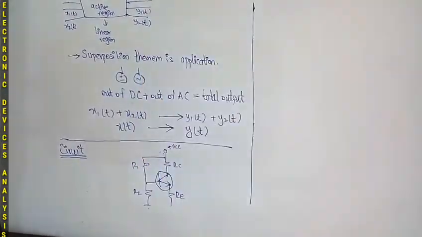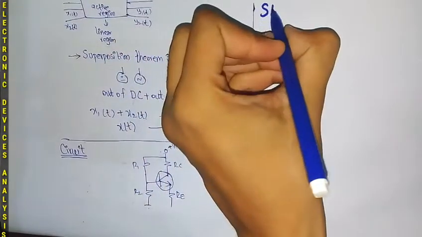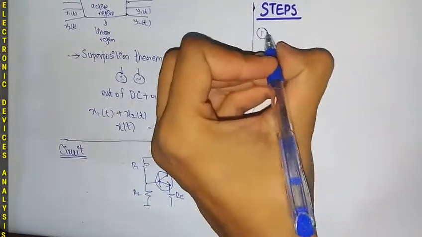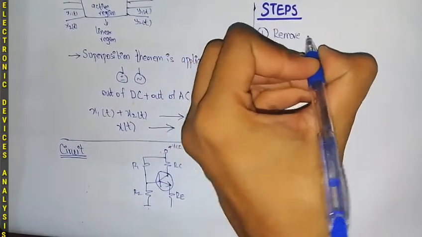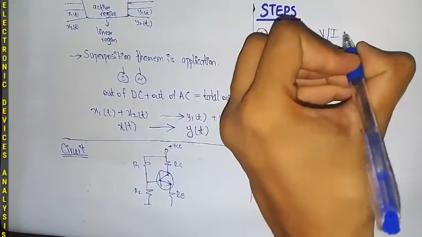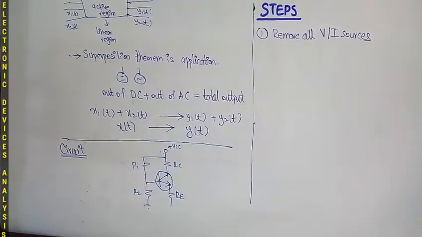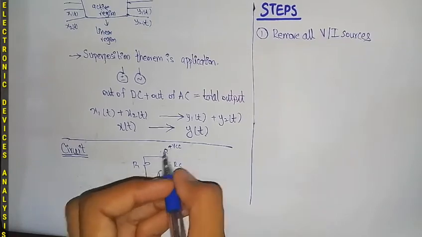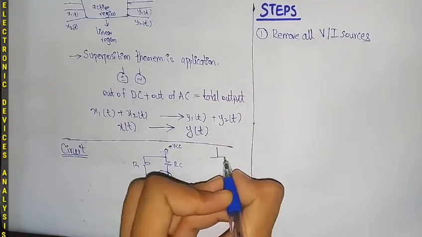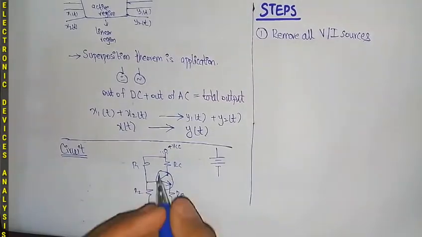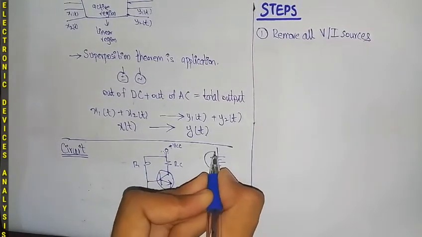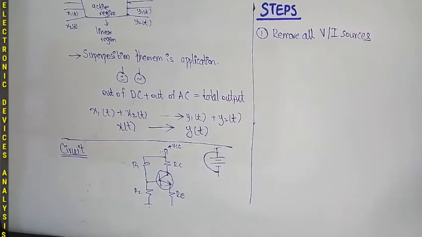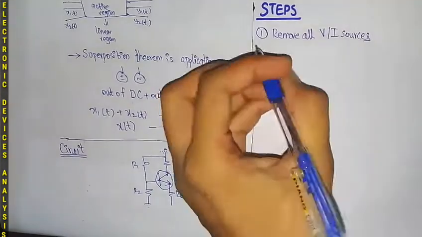So guys, now we will see some steps to apply AC analysis. The first step is to remove all the voltage or current sources. Here you can see that there is a voltage source present, and this voltage source is plus VCC, going from negative to positive. So you can short it from this point to this point. Therefore we remove the voltage source from there, and that point is now a ground point, not a VCC point.